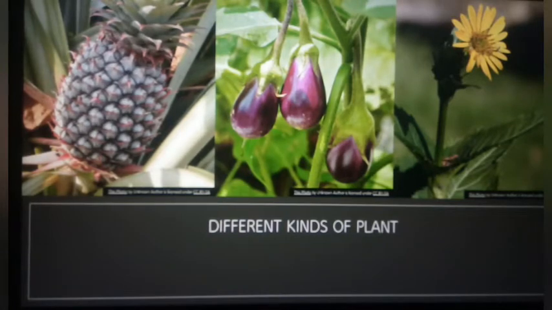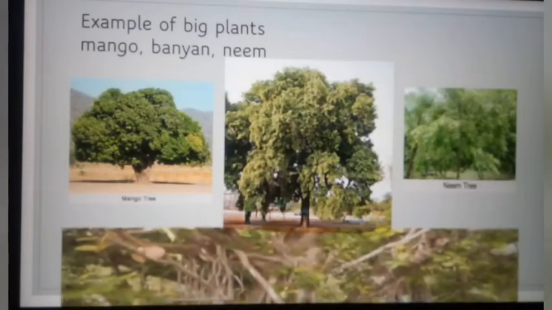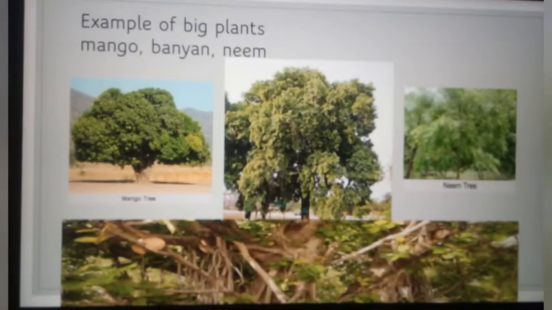One plant is a flower plant. Second, it is a vegetable plant. And the third, it is a fruit plant, it is just having fruit with it. And now about the big plants. As I told you, plants are present around us in different sizes. So the big plants like mango, banyan, neem, these are very big and we say these are trees.